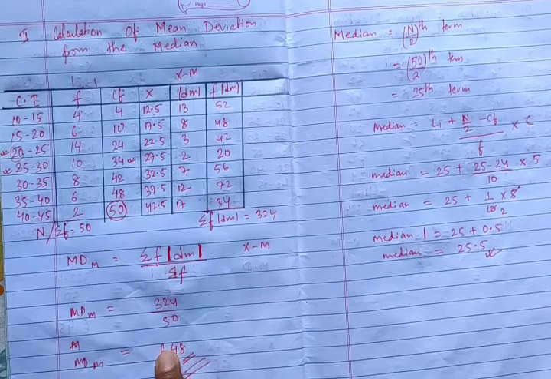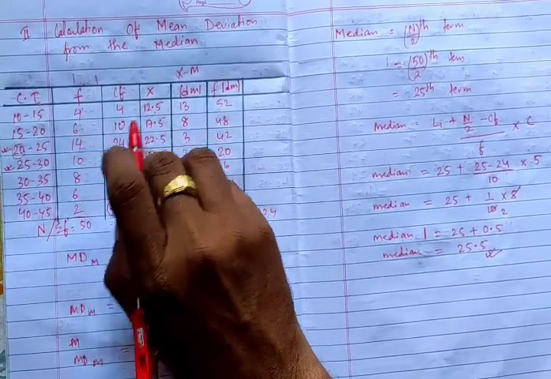So today we have learned how to calculate mean deviation from arithmetic mean as well as from the median.